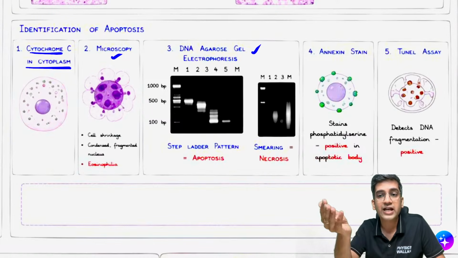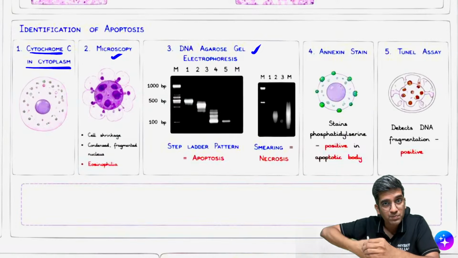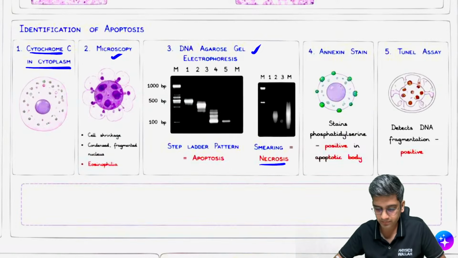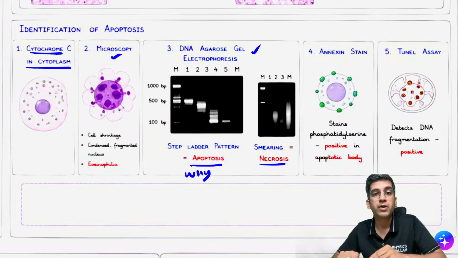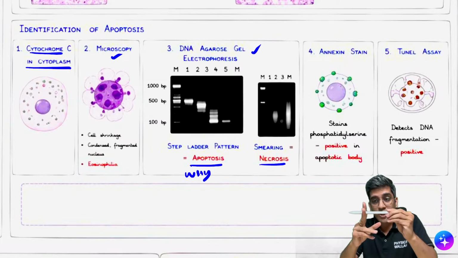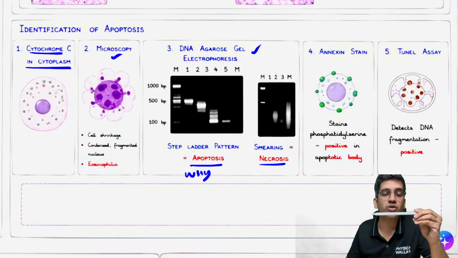Third is the one I asked you initially, agarose gel electrophoresis. Two findings. If it looks like a smear, it's necrosis. If it looks like a stepladder, it's apoptosis. Again, a reasoning why question. Why do we have a stepladder pattern in apoptosis? Answer is simple. Because in apoptosis, we have endonuclease activation, which cuts the nucleus, does not destroy the nucleus.